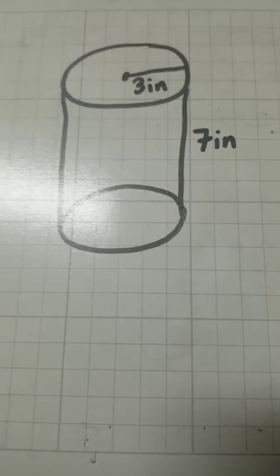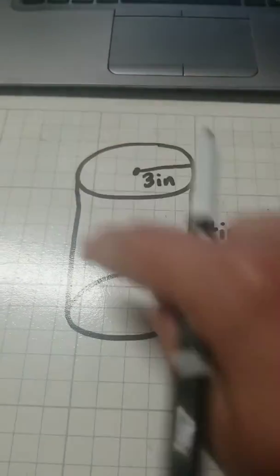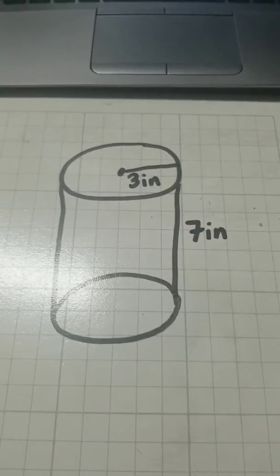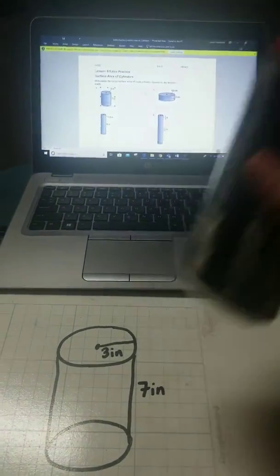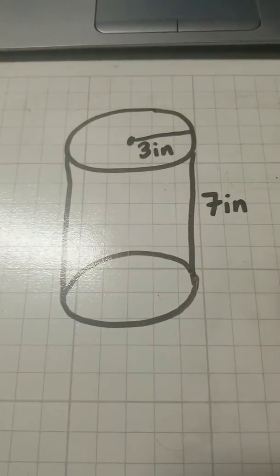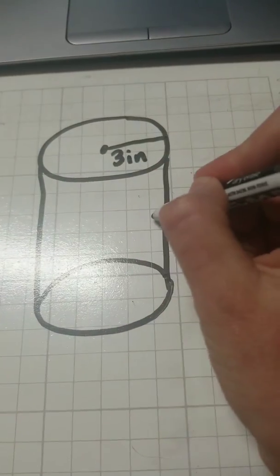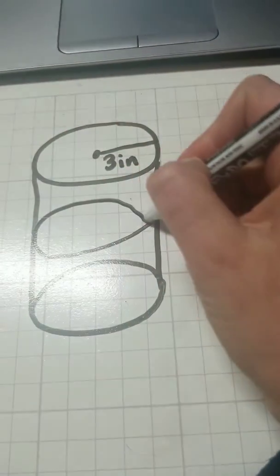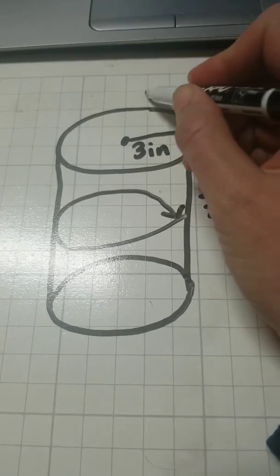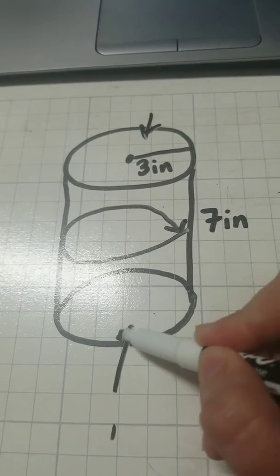Okay, lateral surface area of a cylinder. So a cylinder is like a can or a can of Pringles or maybe like a can of Bang. To find the lateral surface area, it's only talking about the surface area of what's wrapped around the can. So it's not talking about the top and it's not talking about the bottom.